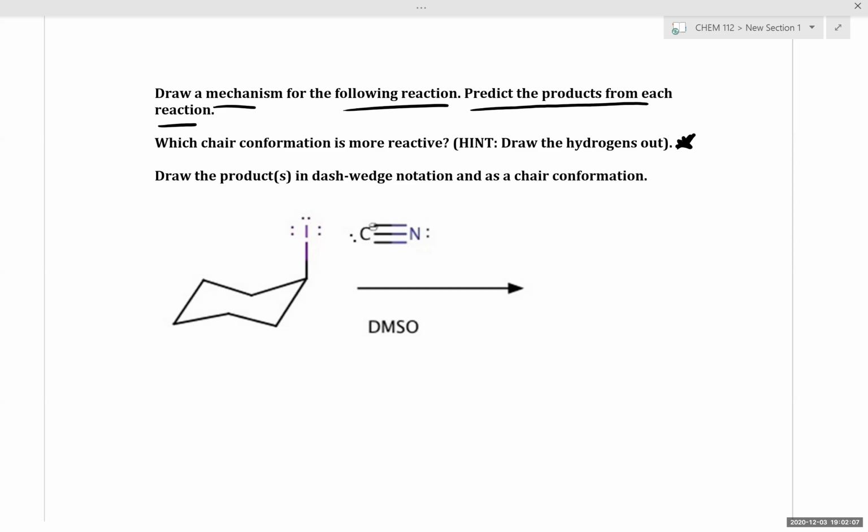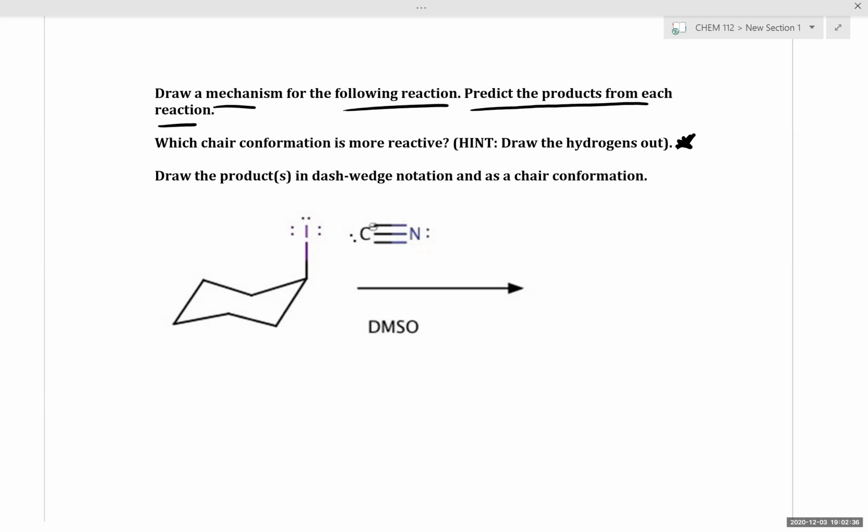Taking a look at this substrate, let's try to take about 3 minutes and draw the product from this reaction. Let's try to draw an arrow pushing mechanism for this reaction. And most importantly, I'd like you to tell me the product stereochemistry, because remember, SN2 reactions care about stereochemistry.